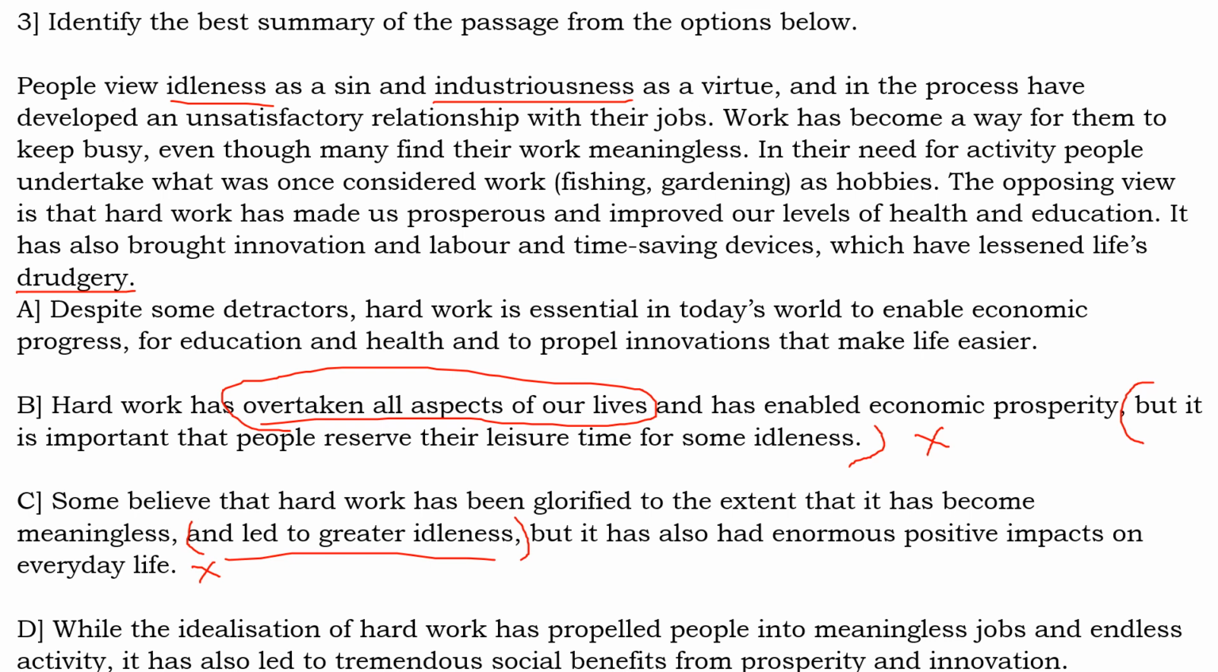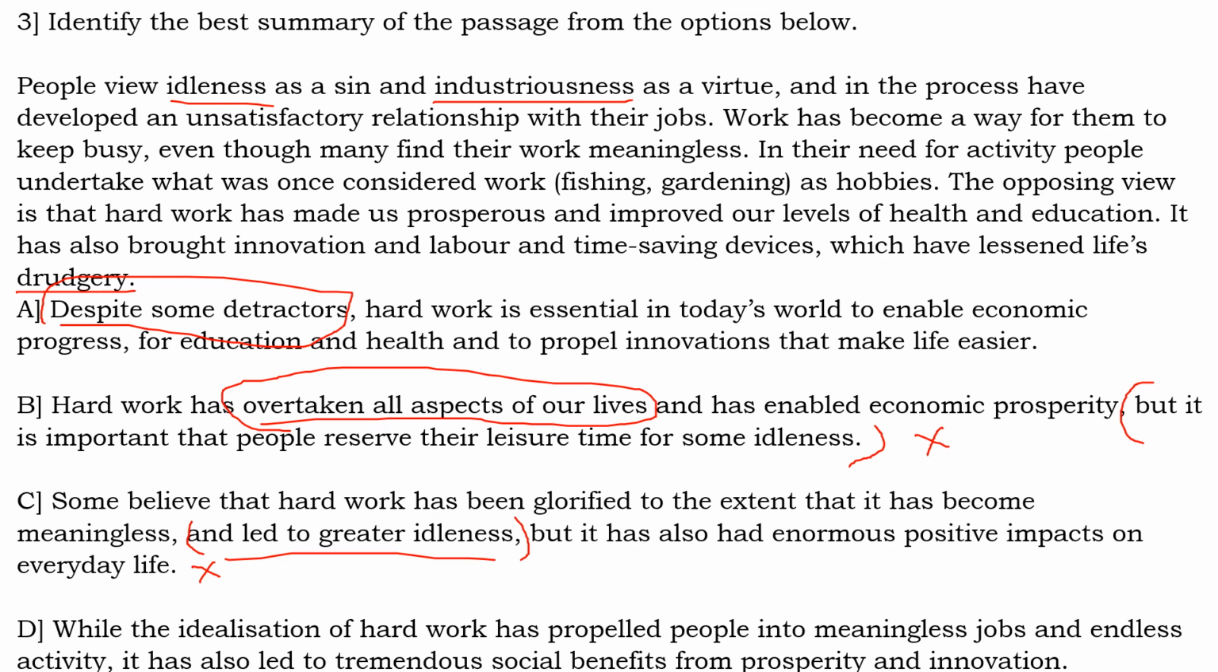So what was the theory that I told you in the beginning, the process you have to follow when you have two good options which are correct summaries? You have to select the one which is talking about the central idea of the passage. Here the first option is saying that hard work is essential in today's world in economic progress, etc. So it is giving more emphasis to the second view. The first view is not mentioned. It is only saying "despite some detractors." So the first view is given in these three words, "despite some detractors." Whereas the passage is giving equal importance to both views on hard work. So this may not be a good summary.